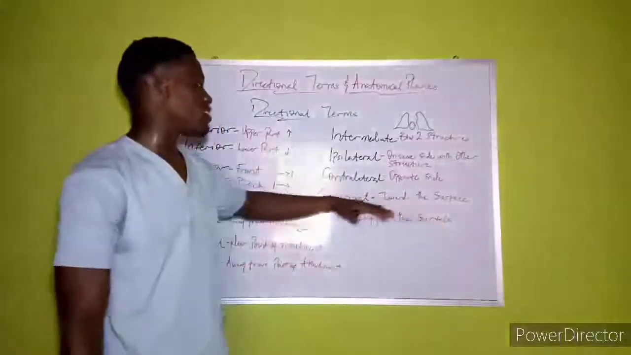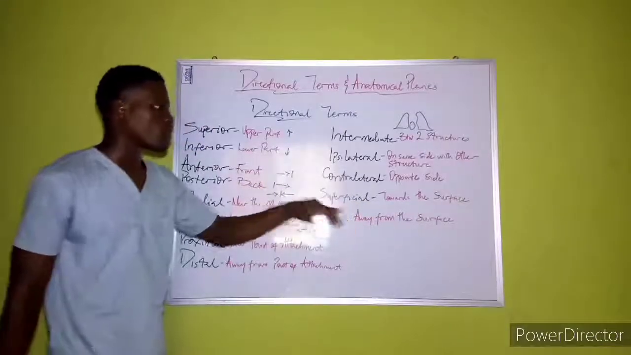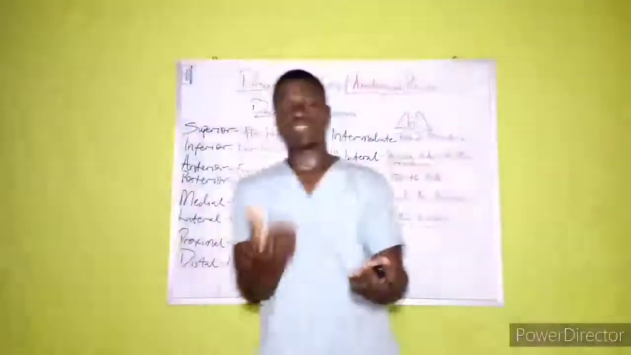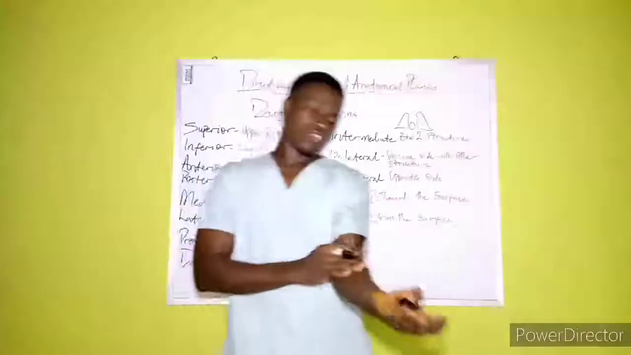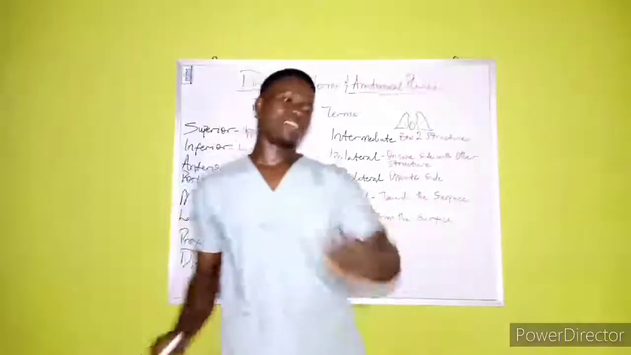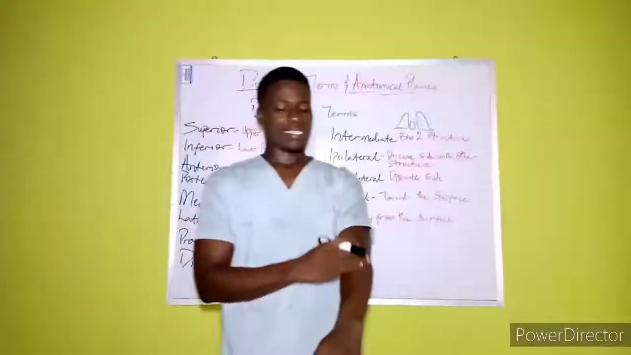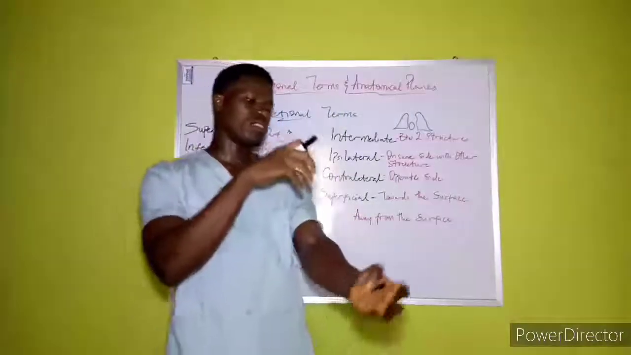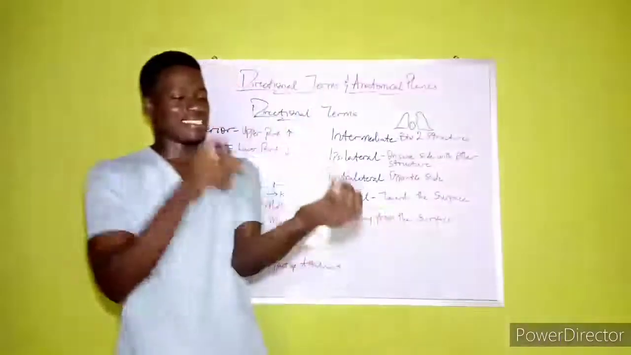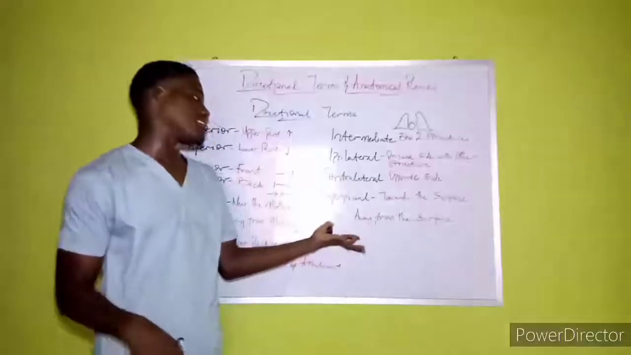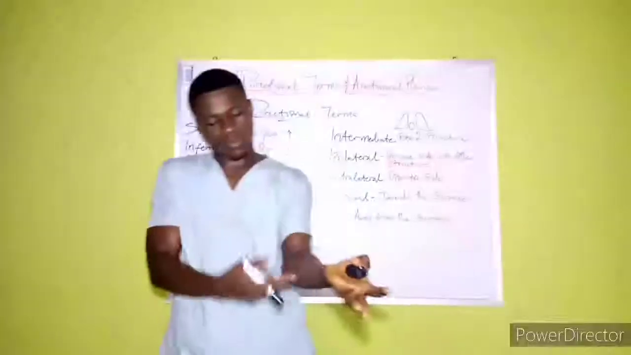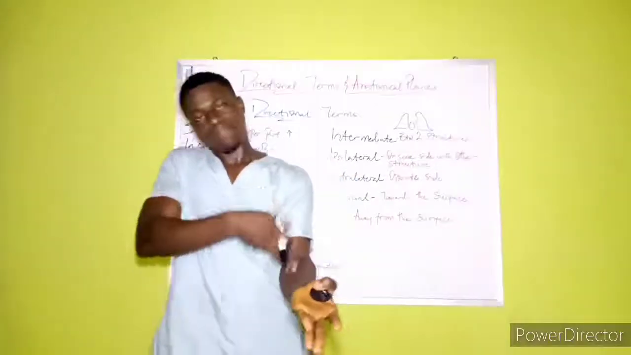The next now is superficial. When you say superficial, it means it tends towards the surface or is at the surface. So for instance, taking the arm, the skin is superficial to the bone that lies deep within it. By saying deep, it means it's away from the surface, meaning the bones that are inside the hand are deep.